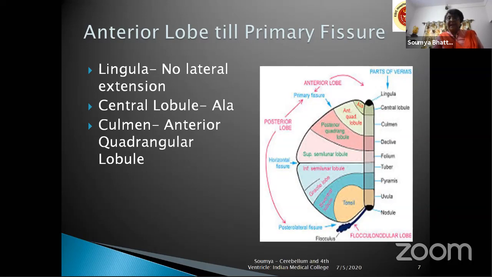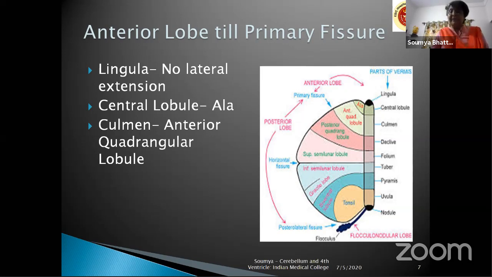Coming to the next part, the central lobule. Adjacent to lingula is the central lobule, which has the corresponding hemispherical part, the ala of the cerebellum. Then the next part is the culmen. Culmen has the anterior quadrangular lobule, and then posteriorly is the fissura prima.